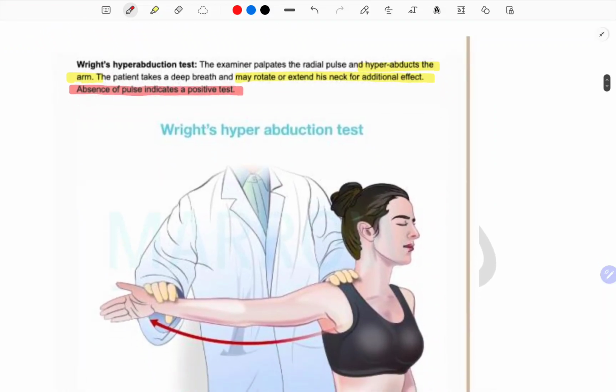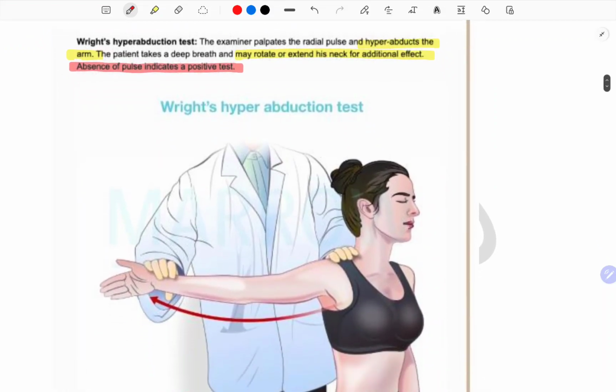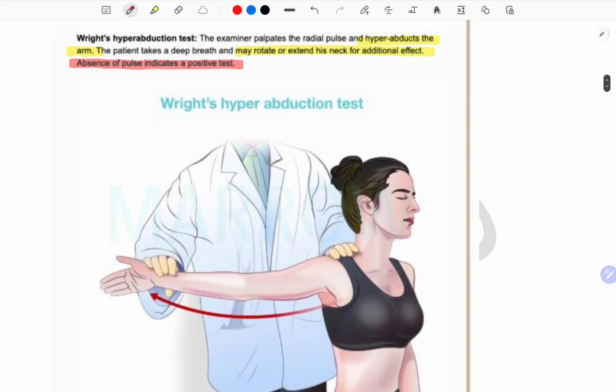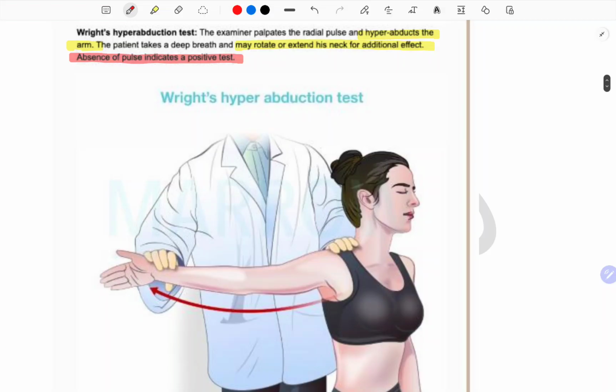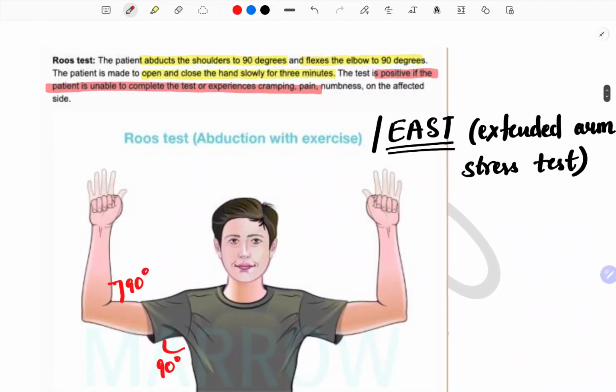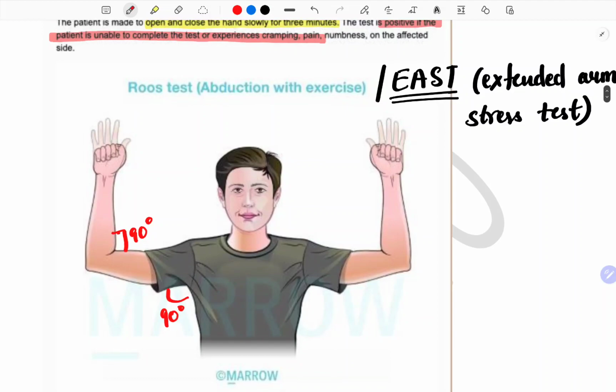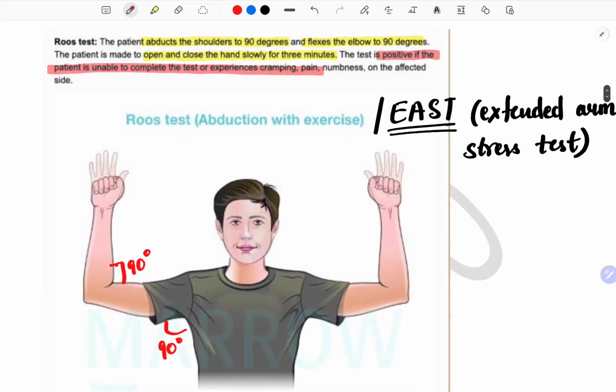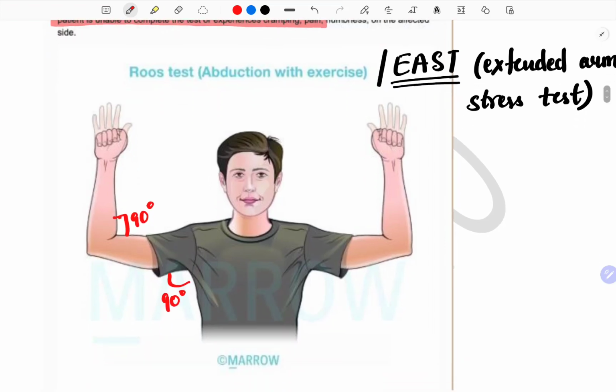Now the third is Wright's or the hyperabduction test, where the arm is hyperabducted above 90 degrees and the neck is rotated to the affected side. If the pulse is weak, it is positive. Next is the Ross test. This is also known as the extended arm stress test, and you can see the image. This is abduction of the shoulder at 90 degrees and flexion of the elbow at 90 degrees. If the patient is not able to continue after some time, it is positive.